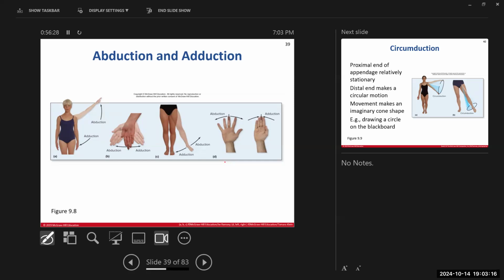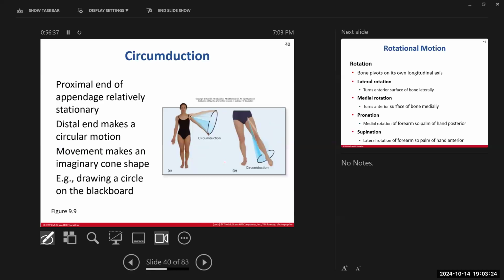Okay, so the last part of our angular movements is going to be this one, circumduction. So just think of a circle. We all did it when we were in PE class, when your teacher was saying, all right, everybody do some warm-ups and do arm circles. And so that's essentially what you're doing, when you're doing those arm circles going forwards and backwards.